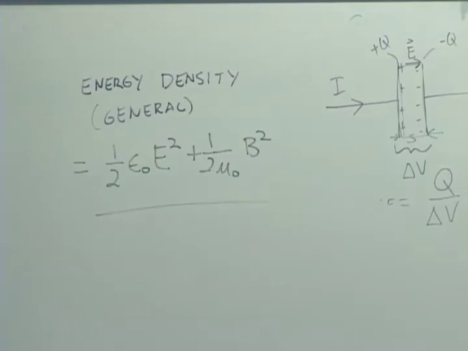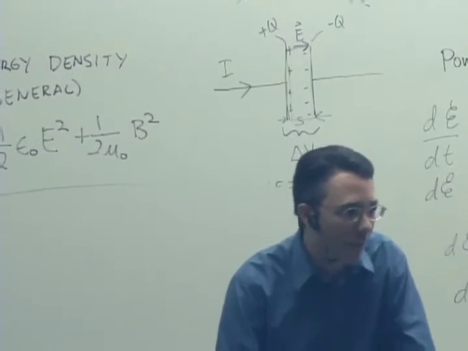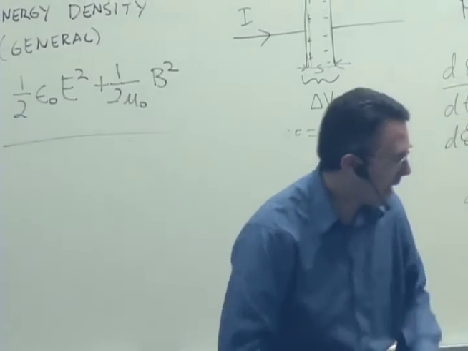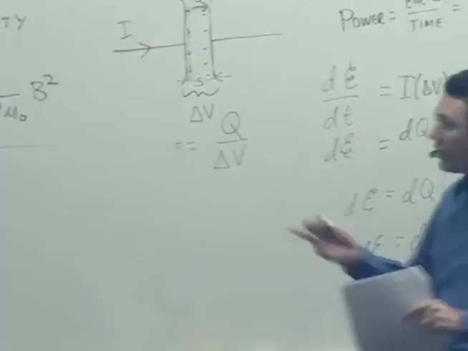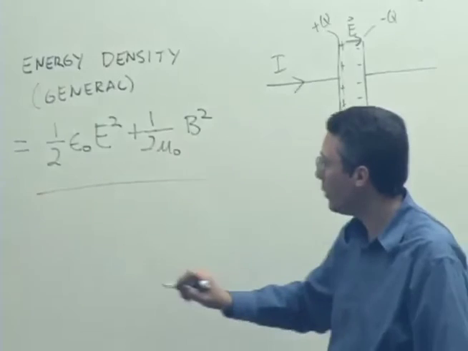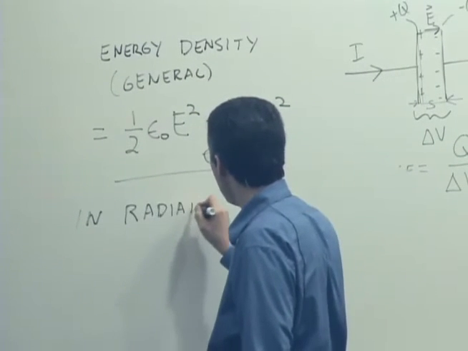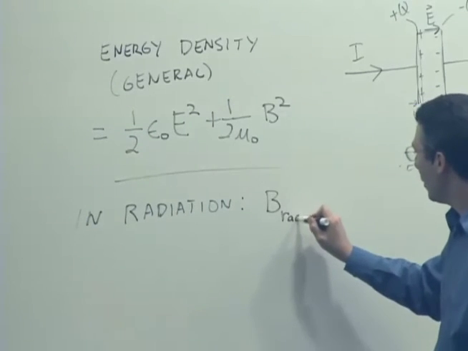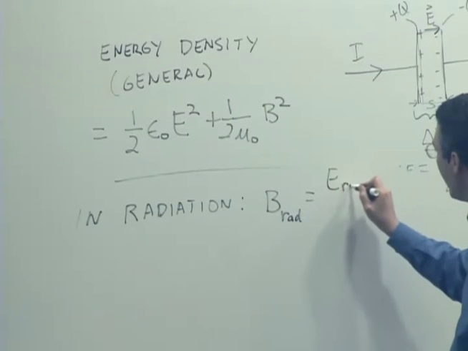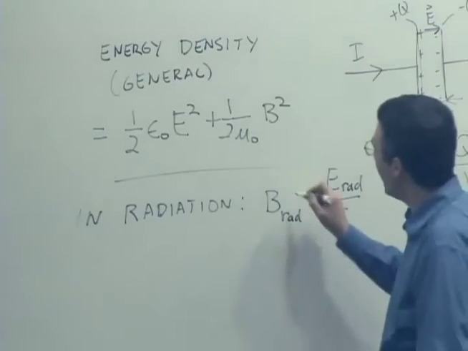So if we have an electric field, any electric field, we have energy stored that we could make use of. If we have radiation, we already know some relations between the electric field and the magnetic field in radiation. So in radiation, we know that B radiative is equal to the radiative electric field divided by c. That's true for any electromagnetic wave or pulse. So I plug that in.